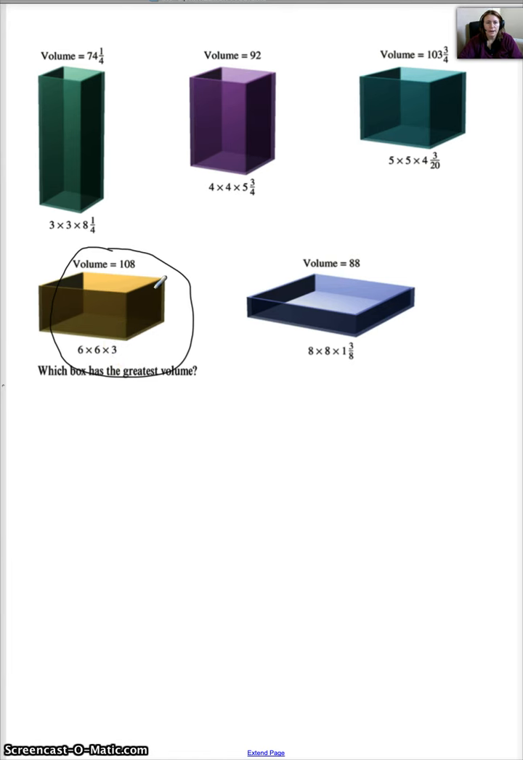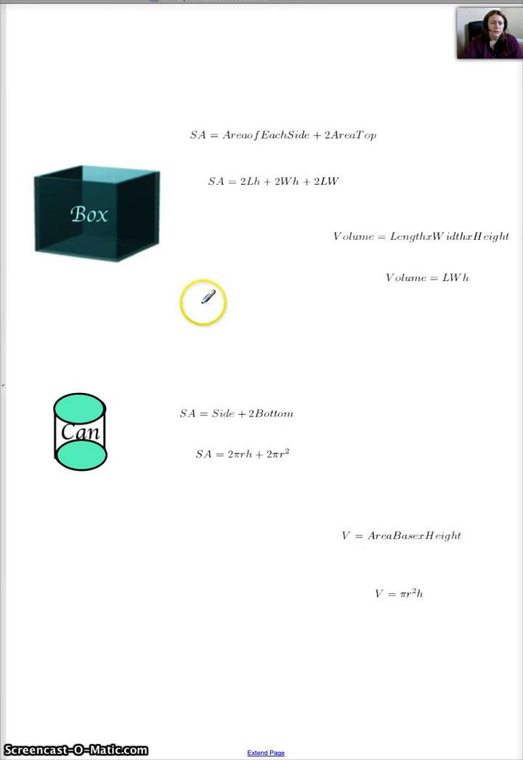Now, as long as you have a limited number of choices, you can use algebra, finding the length times width times height, but we're going to use calculus. There are two main surface area problems. One is the box and one is a can.